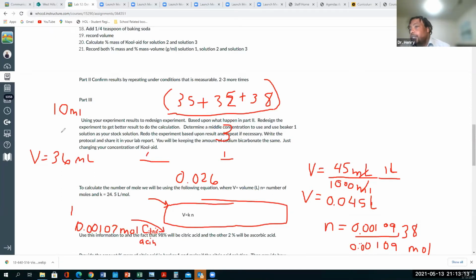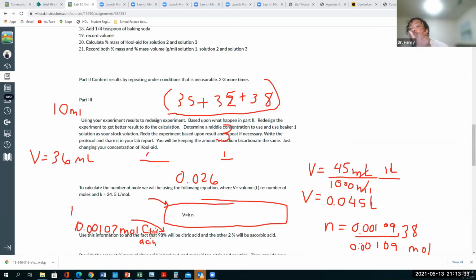Are you there? Yeah, isn't it 2.5 that we used, or am I... Of Kool-Aid? No, that is of the solution. We're talking about the solution of Kool-Aid. How many mils did you put in the tube? Okay, so we use 10 mils, right?